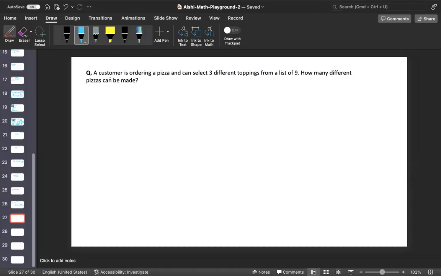Okay, so now we have to move on to the next question. A customer is ordering a pizza and can select 3 different toppings from a list of 9. How many different pizzas can be made? So this is a combinations problem because it doesn't matter what order you put the toppings by.